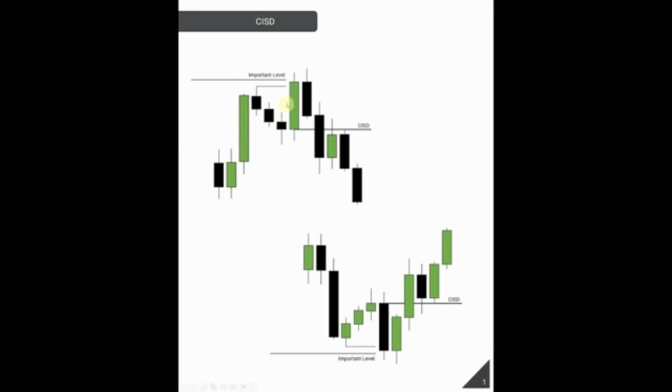Price is moving up into a higher time frame PD array or important level. This up close candle here gets closed below here, and that is when the change in stated delivery occurs, when the opening price of this up close candle or series of up close candles gets closed below. After being closed below, I can anticipate price to trade lower.